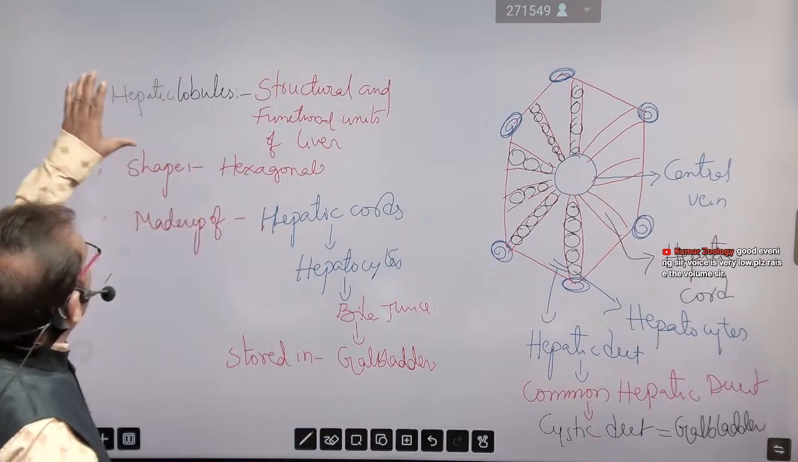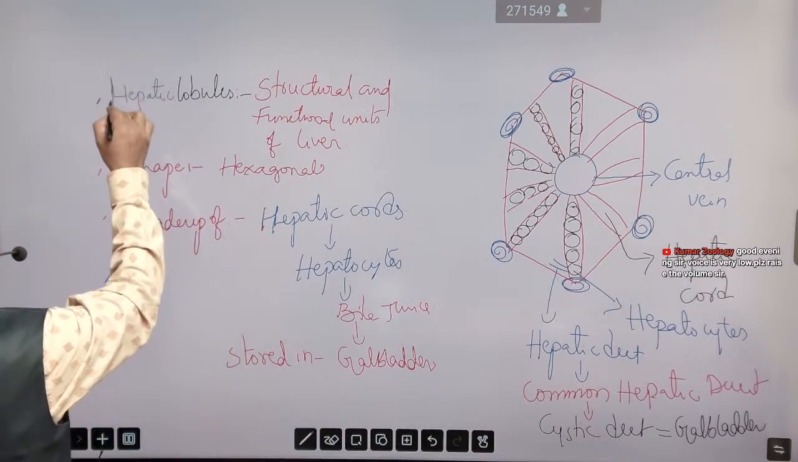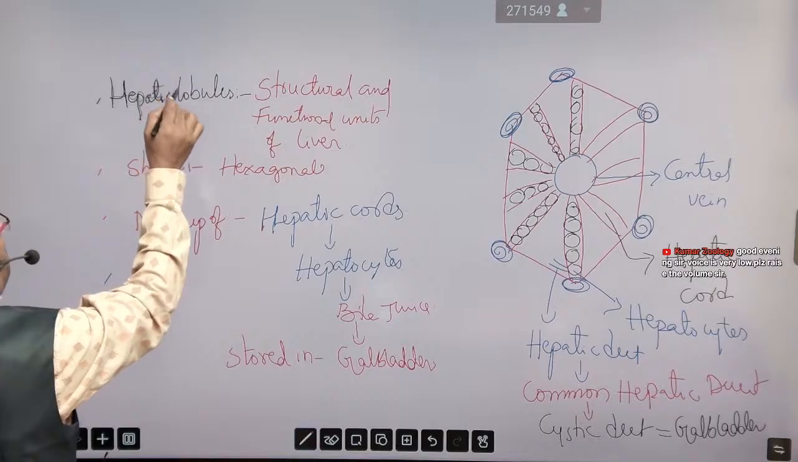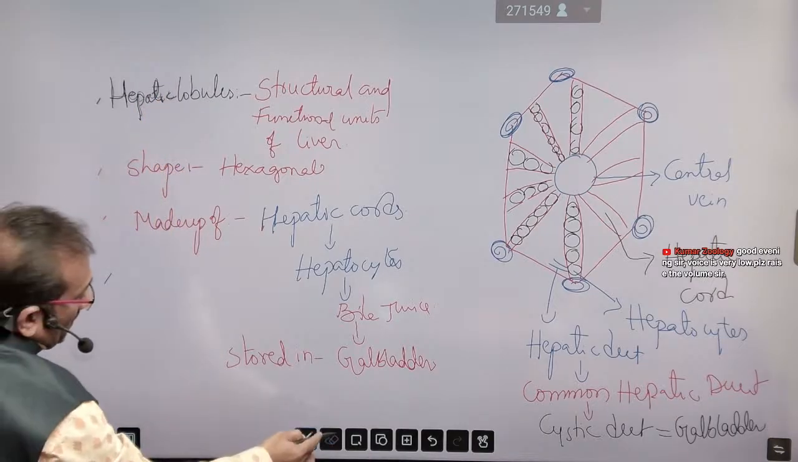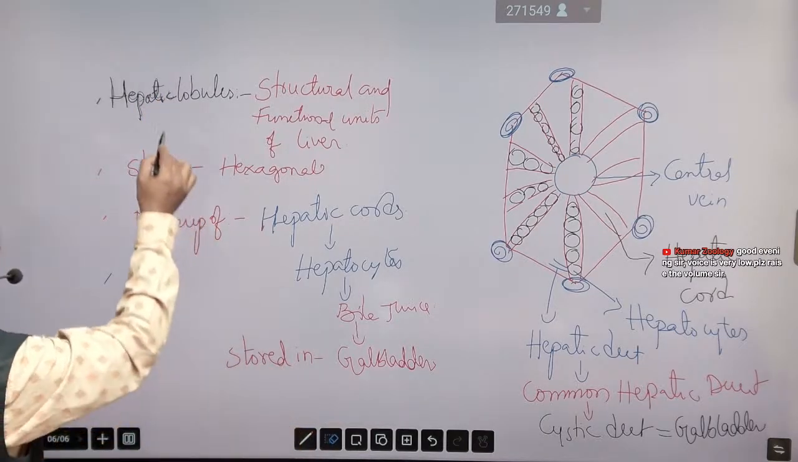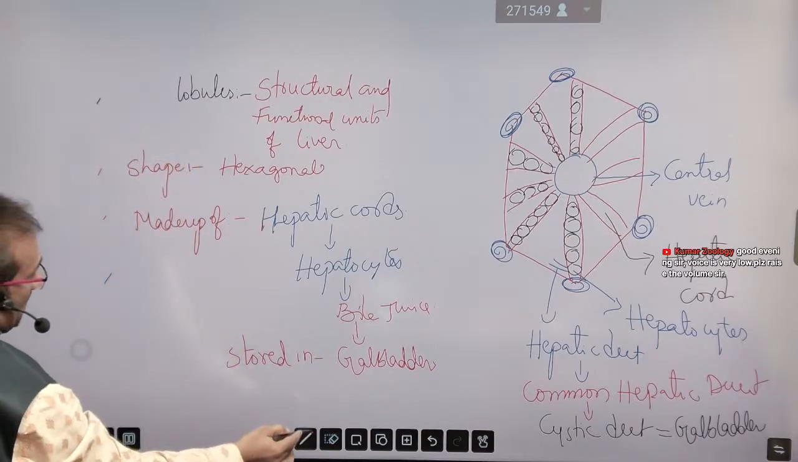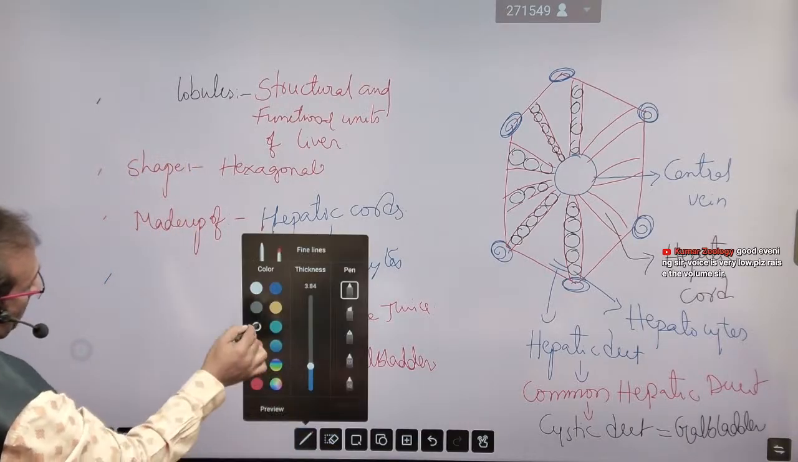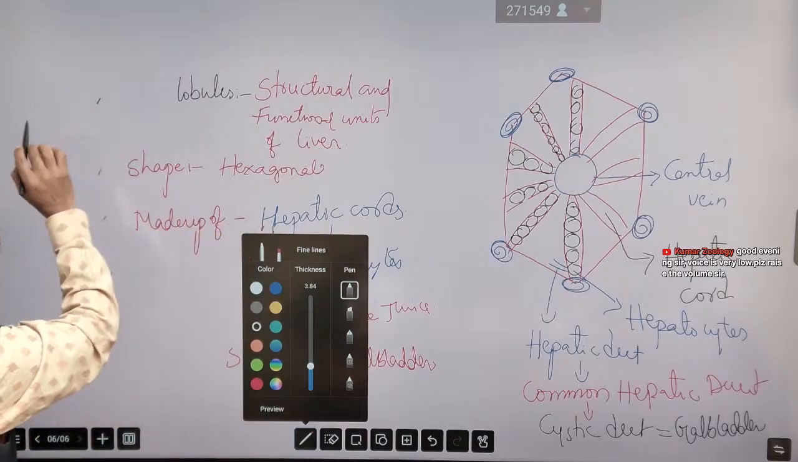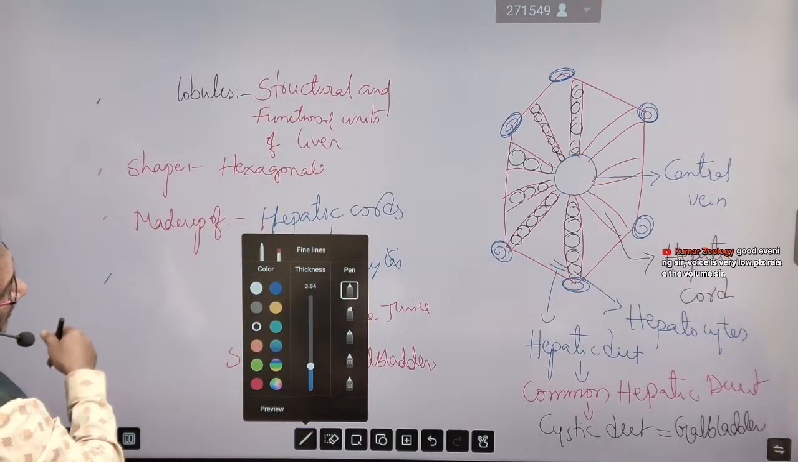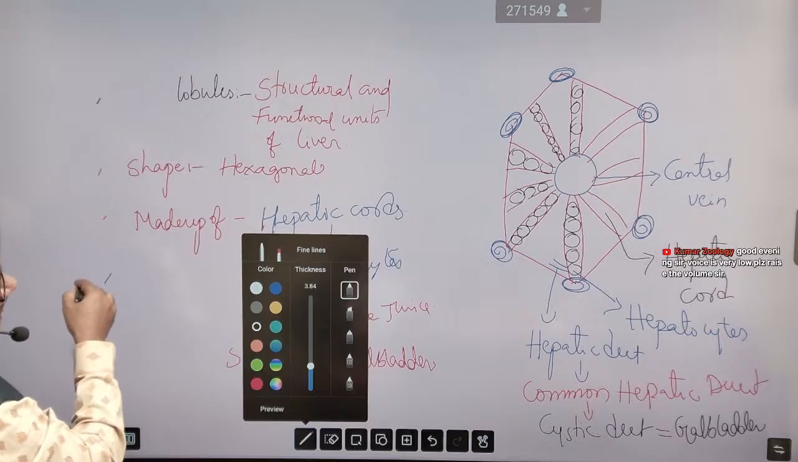So here we are discussing hepatic lobules. The most important part and the structural and functional unit of liver is known as the hepatic lobules, and these hepatic lobules are made up of hexagonal strings. They are called hepatic cords.